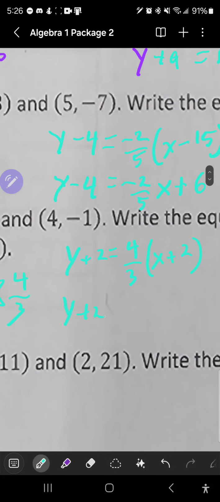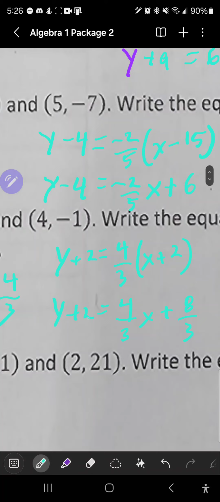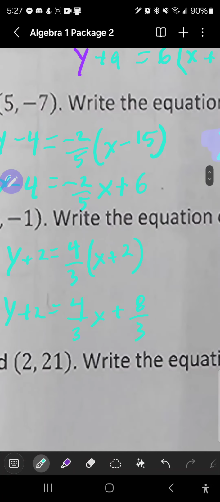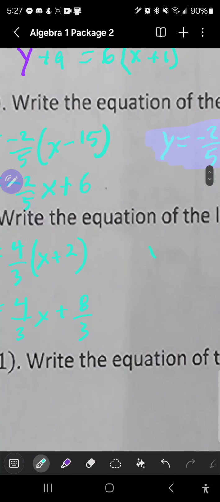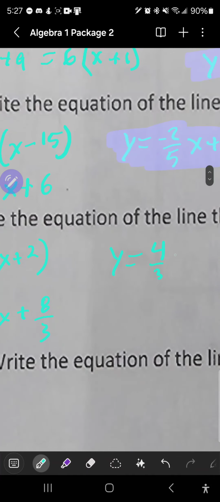Now y plus 2 equals 4 over 3 times x plus 2, we multiply now. 4 over 3 times 2 is 4 times 2, which is 8 over 3. So we keep the sign, and this is 8 over 3. That's what we have. Now we subtract 2 on both sides. 2 minus 2 is 0, so we have that y is going to be equal to 4 over 3x.